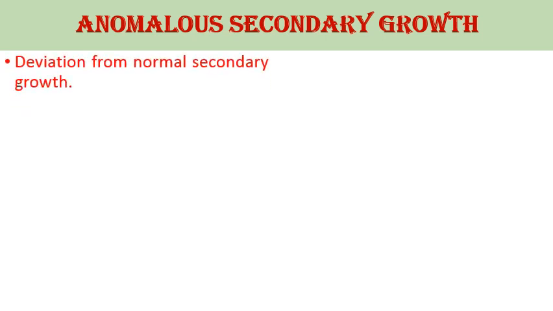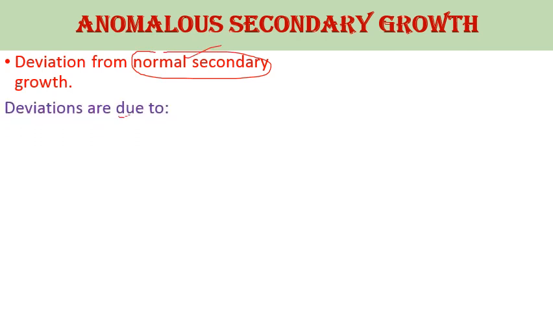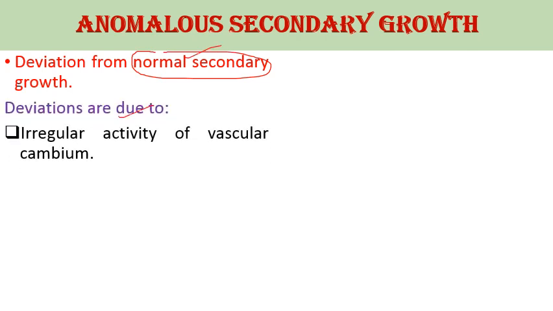Firstly, what is anomalous secondary growth? Anomalous means abnormal. So any deviation from normal secondary growth is considered anomalous secondary growth, and there are various reasons for this deviation. First is irregular activity of vascular cambium. If the activity of the vascular cambium is irregular, that can also lead to anomalous secondary growth.